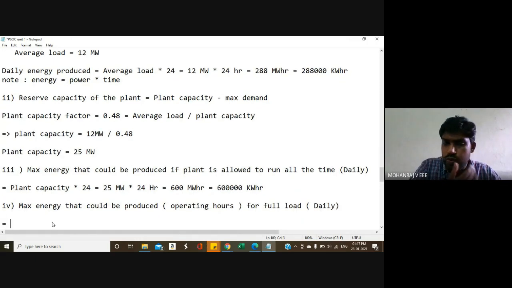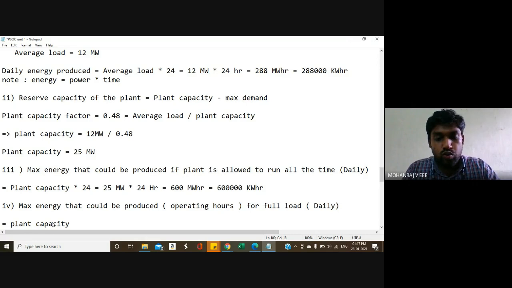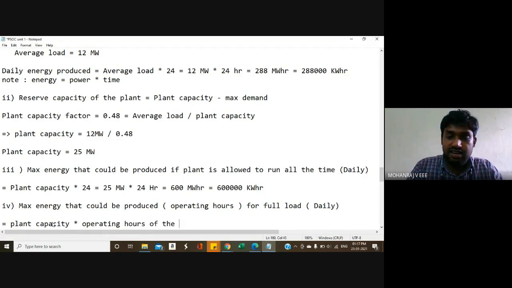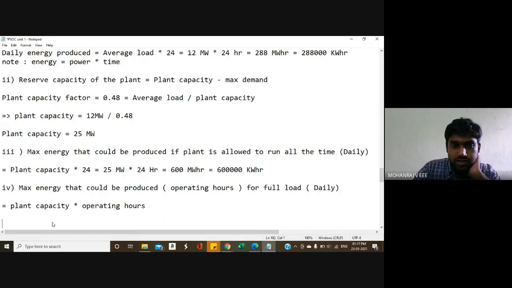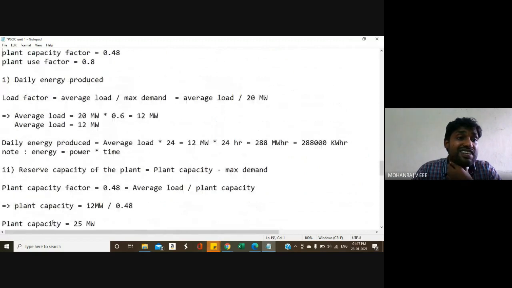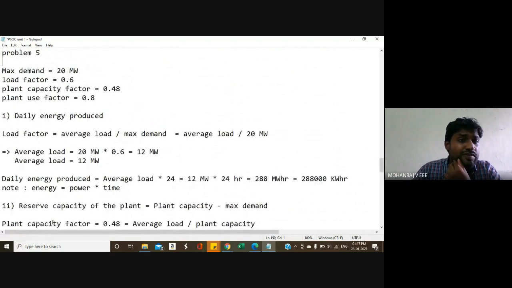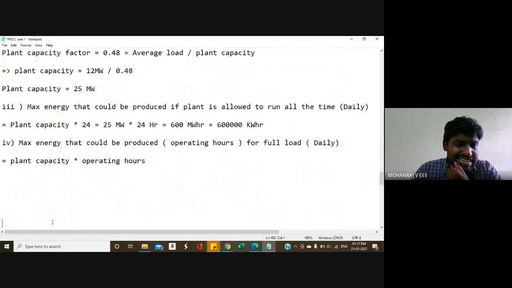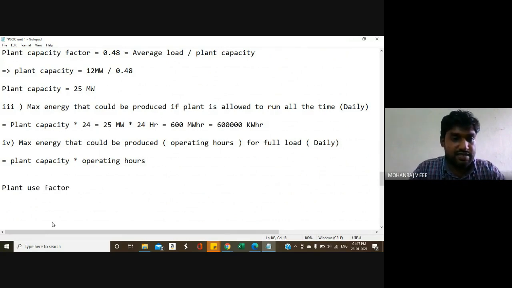That is equal to plant capacity, very simple, into operating hours of the plant. Or let us simply say operating hours. So we have to calculate what the operating hours are. Let us take the given data. They have given something called plant use factor. Let us try to find the operating hours from plant use factor.